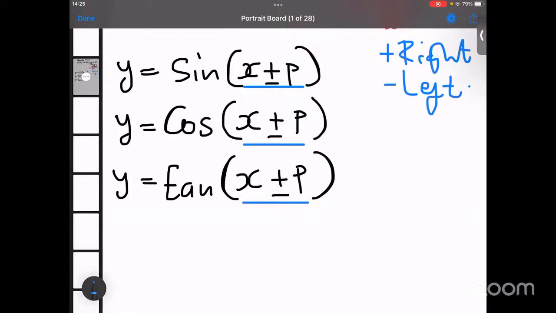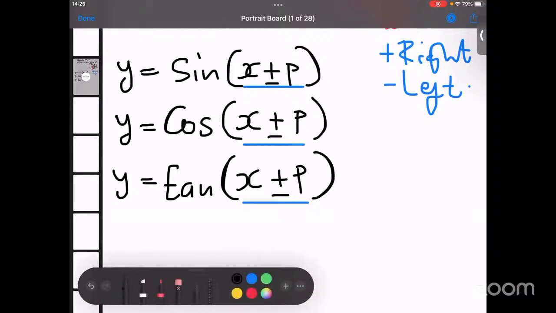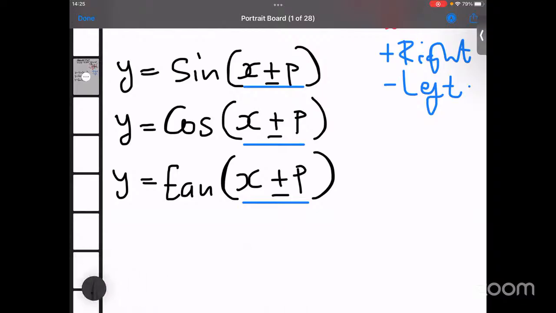Definitely, it will make sense the moment we start doing some sketching. I would like for us to start sketching. Let me give you an idea of what I'm talking about when I say the shift.